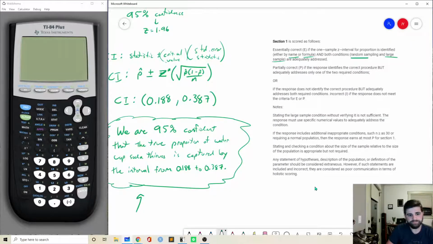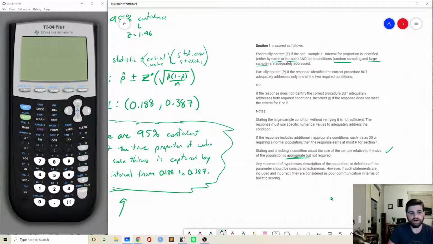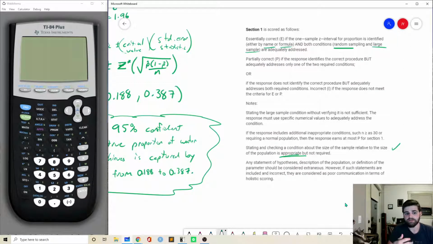You'll see in the notes here it says something about stating and checking condition, I thought it said something about this. Oh, here it is. Stating and checking a condition about the size of the sample relative to the size of the population is appropriate, but not required. So for this question, they didn't take points if you didn't say anything about independence or 10% condition, but it's not wrong, right? It's appropriate. There's some interesting stuff in here, though. Some places where people commonly miss points.